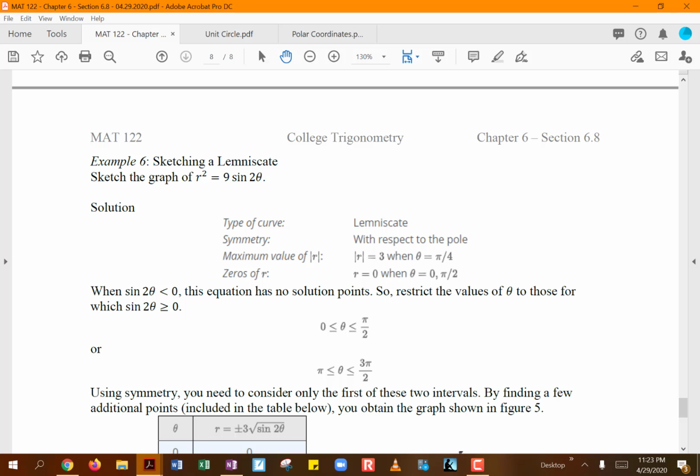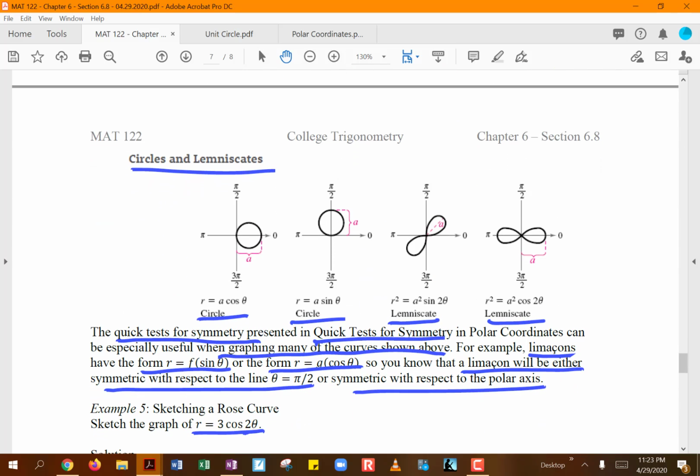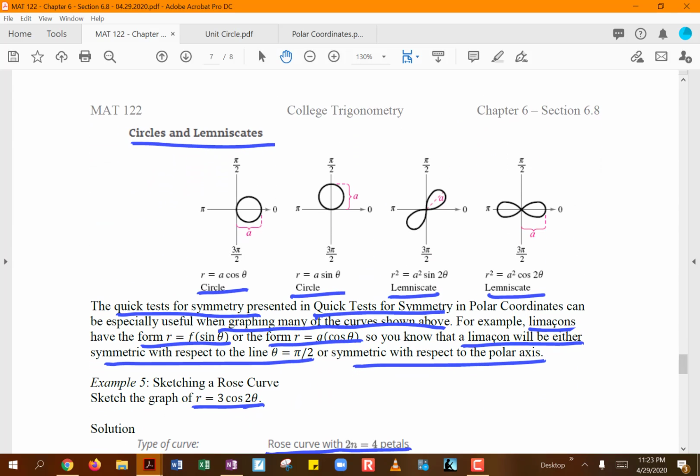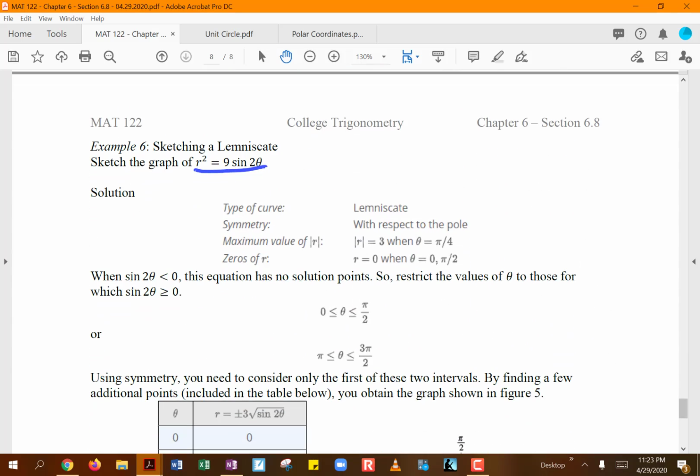Okay, now let's do the last type of graph that we haven't seen, which is a Lemniscate. So this is where you have r squared equals 9 times sine of 2 theta. So that would end up looking like something like this third graph over here. Okay, so we have a Lemniscate. It's going to have symmetry with respect to the pole, and of course you will need to do the check for symmetry over here.